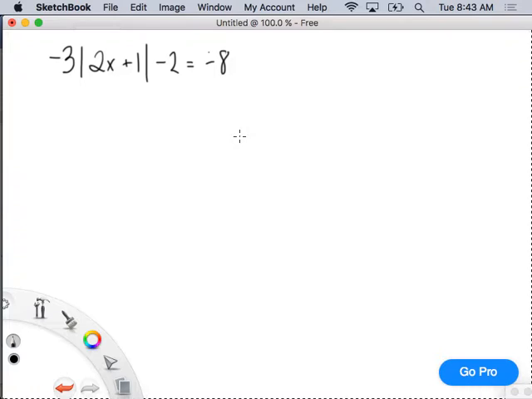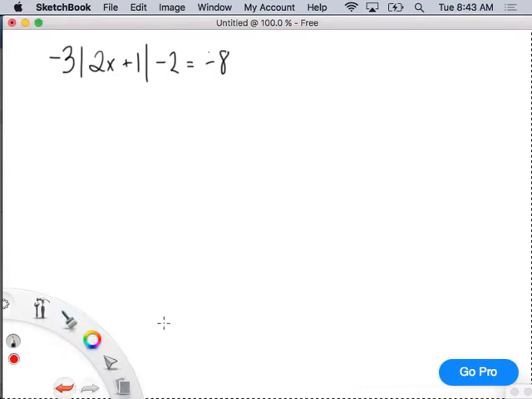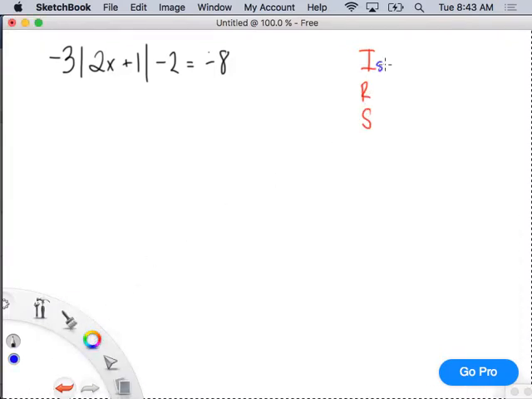Okay. Give you another 20 seconds. Remember, we're always finding isolate, rewrite, solve. Isolate, rewrite, solve. That's always our process.